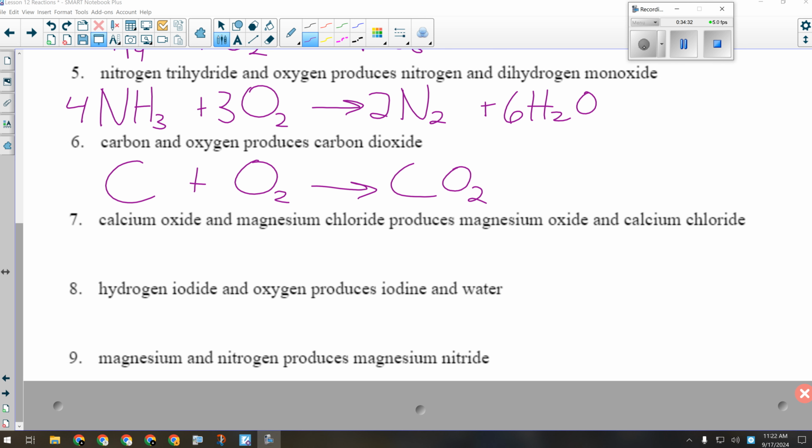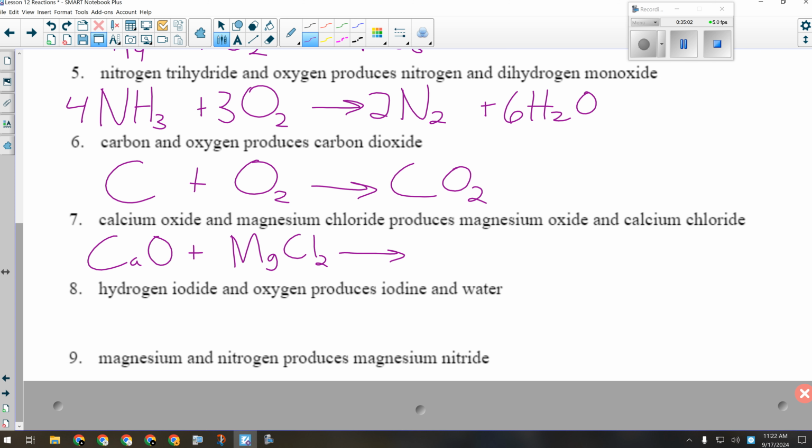So on number 7, I've got calcium oxide, ionic or molecular? Ionic. Okay, so I'm going to write Ca, that's a 2+, oxygen, that's a 2-, so that's already good. Okay, and magnesium chloride, ionic or molecular? Ionic. Magnesium's a 2+, chlorine's a 1-, so MgCl2, okay? I'm just going through all those same steps we did when we did naming, just to make sure I get everything right here.